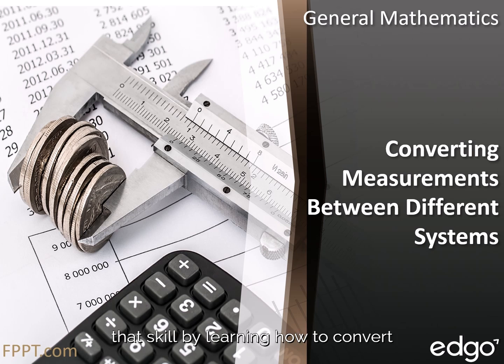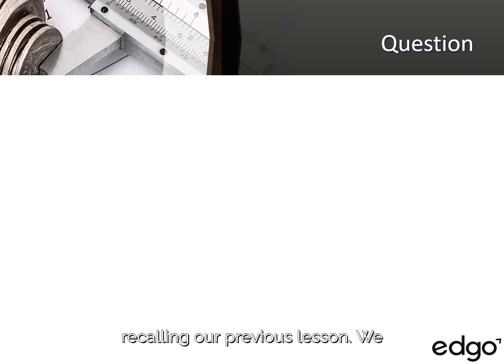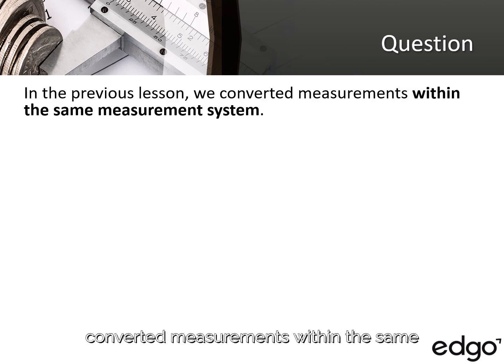Today, we'll extend that skill by learning how to convert measurements between different measurement systems, particularly the metric system and the English or US customary system. Let's begin by recalling our previous lesson. We converted measurements within the same system.